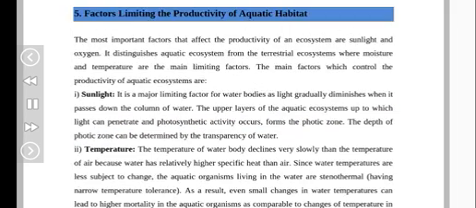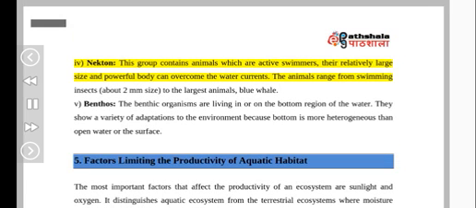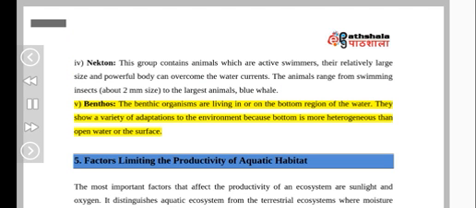4. Nekton. This group contains animals which are active swimmers. Their relatively large size and powerful body can overcome the water currents. The animals range from swimming insects, about 2 mm size, to the largest animals, blue whale. 5. Benthos. The benthic organisms are living in or on the bottom region of the water. They show a variety of adaptations to the environment because bottom is more heterogeneous than open water or the surface.